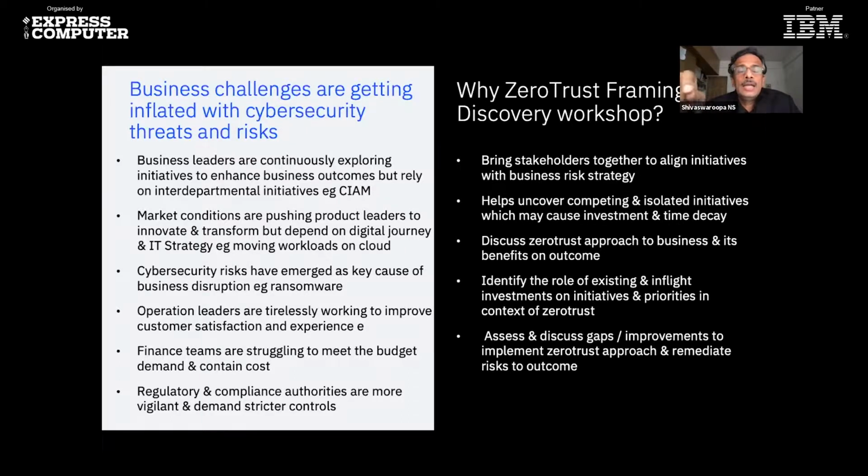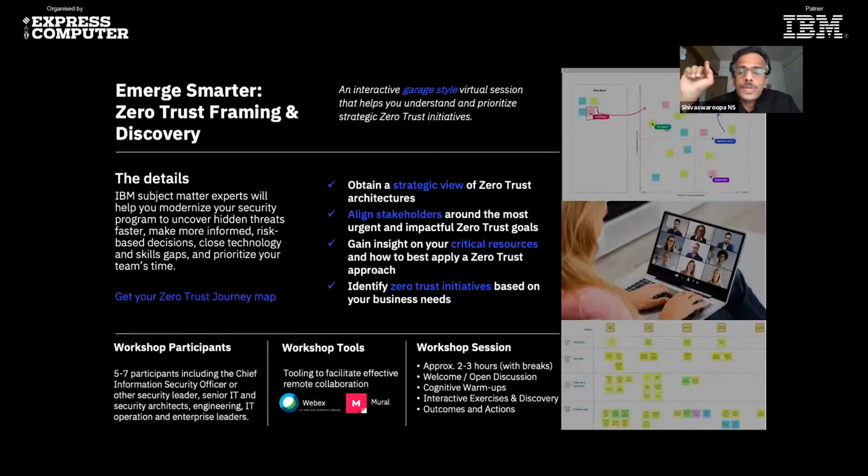So moving to the next slide, I think I'll try and make it a little clearer. This is how the construct looks, where the participants include yourself, the Chief Information Security Officer, some of the senior security leaders from your team, and the senior IT architects and enterprise leaders from the organization. The workshop is effective when we have about 5 to 7 participants working with us. The workshop is executed remotely on WebEx, and we use tools like Mural. And the agenda is what you see, but I will talk to you in a little more detail in the next slide.